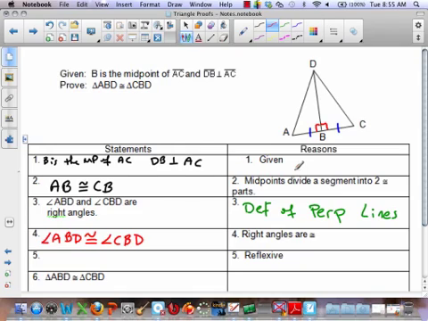Sam, you're the lucky one again. Okay, I'm not sure about this one, but all right.